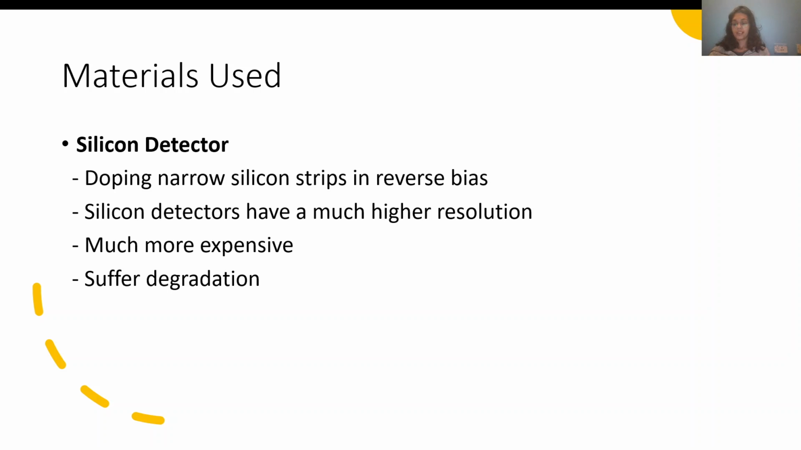Most silicon particle detectors work in principle by doping narrow, usually around 100 micrometers wide, strips in reverse bias. As charged particles pass through these strips, they cause small ionization currents that can be detected and measured. Arranging thousands of these detectors around a collision point in a particle accelerator can yield an accurate picture of what paths particles take. Silicon detectors have a much higher resolution and are usually much more expensive.